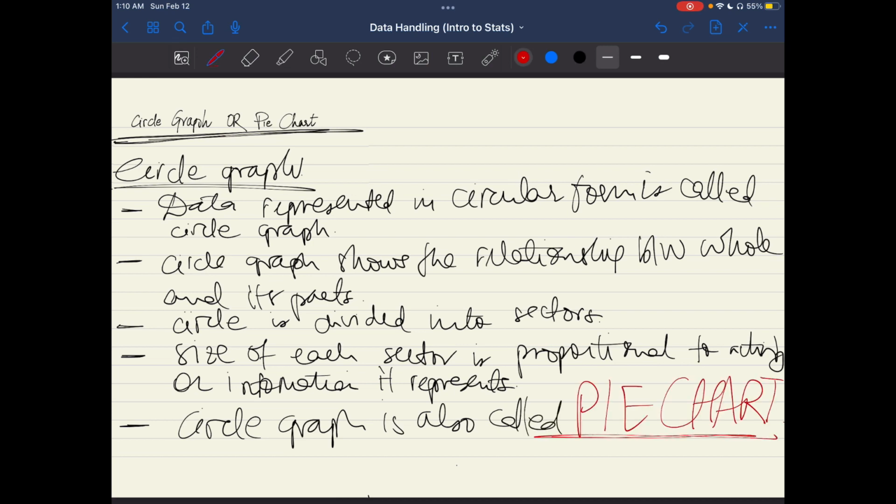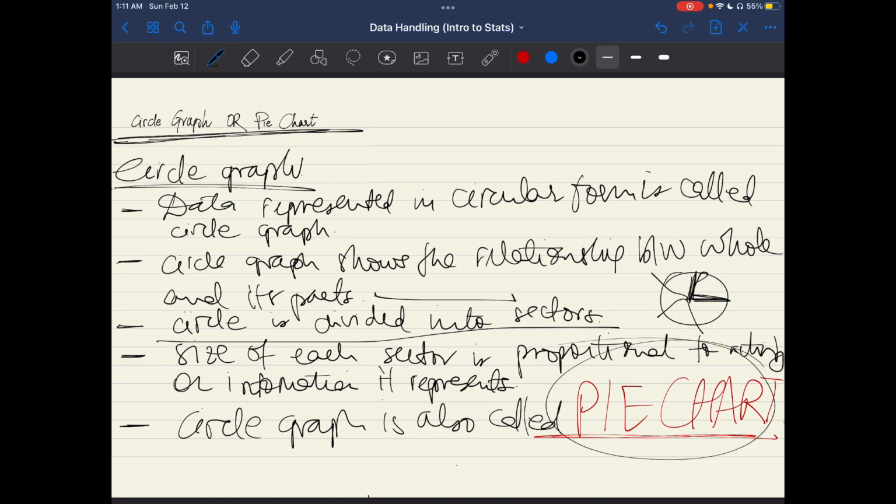So basically, when data is represented in a circular form, it's called a circle graph, and the circle graph shows us the relationship between the whole and its parts. The circle is divided into sectors, so basically something like this. The size of each sector is proportional to the activity or the information it is representing, and a circle graph is also called a pie chart.